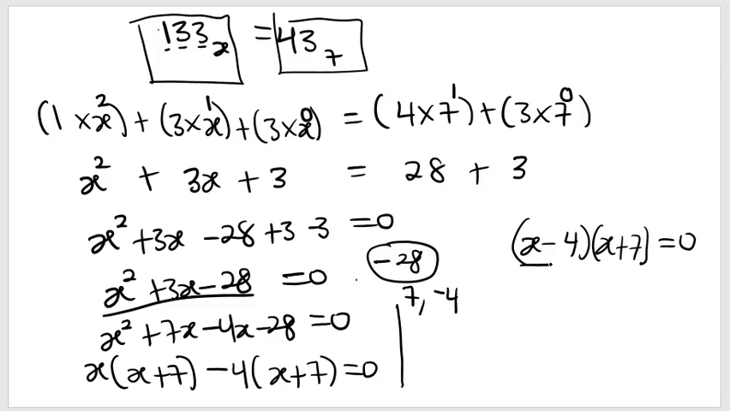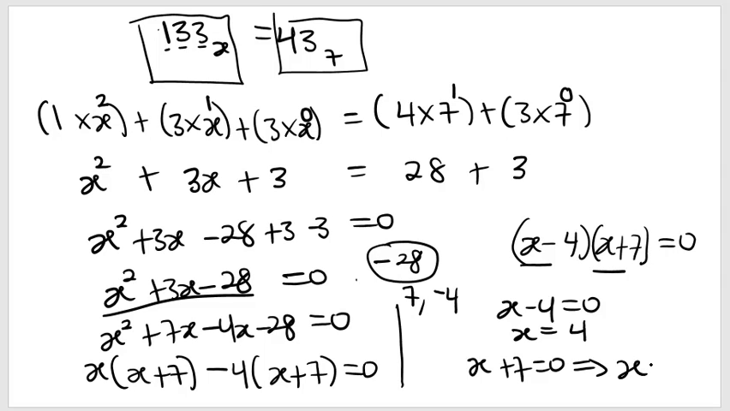So you take each linear factor here and equate that to 0. So x minus 4 is equal to 0, which implies that x will be equal to 4. And then x plus 7 is equal to 0. That one also implies that x will be equal to negative 7.